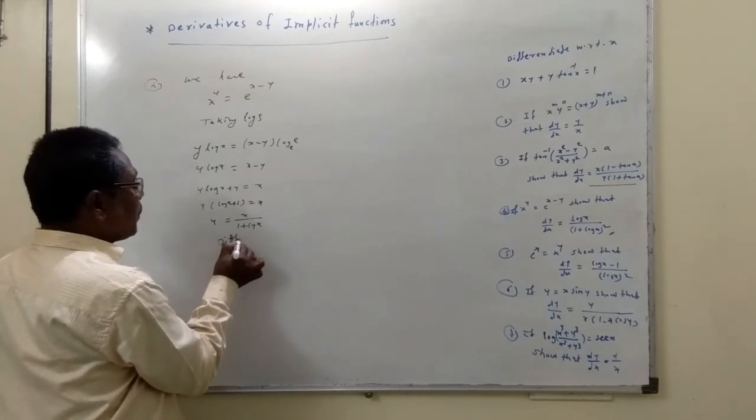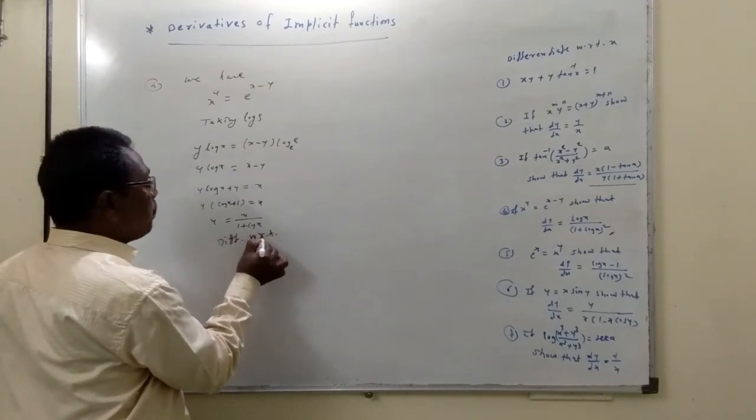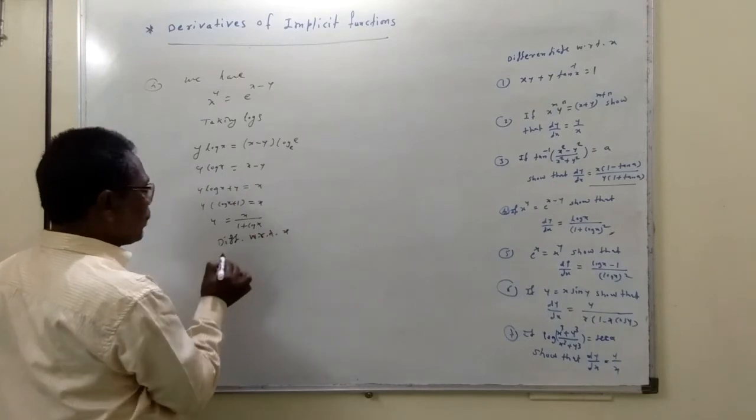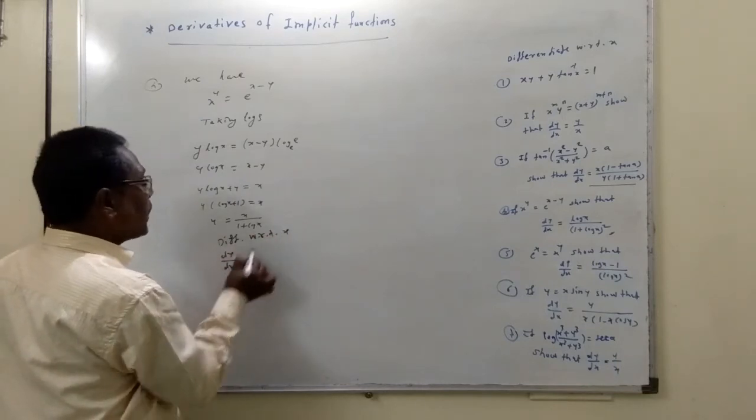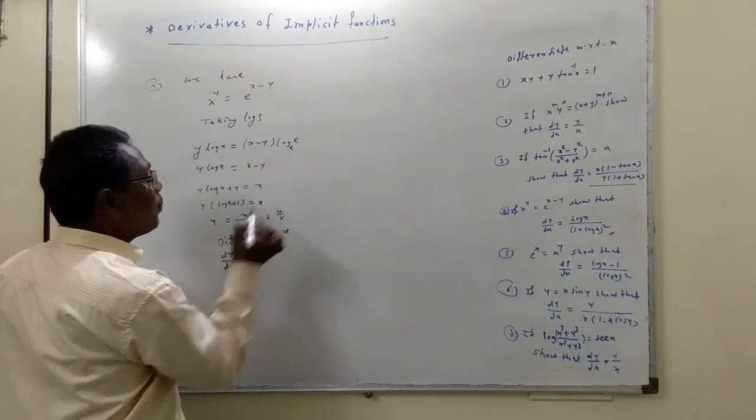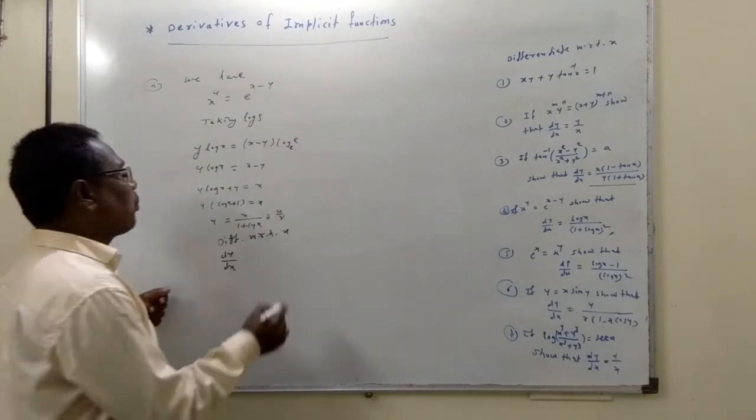So differentiate with respect to x. So we need the derivative dy by dx. Now here the functional form is u upon v. So you will use the formula for u upon v.